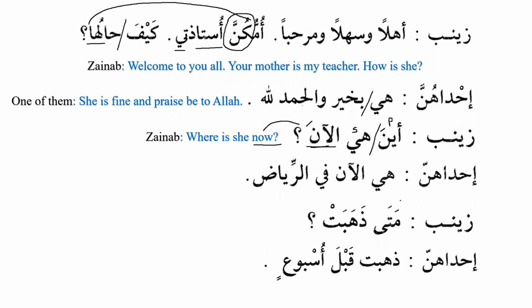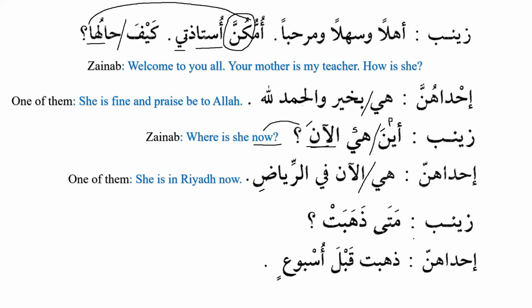Ihdahunna, one of them. Hiya al-ana fi Riyadi. She is in Riyadh right now. As we know that Riyadh is the capital city of Saudi Arabia. So hiya will be the subject and al-ana fi Riyadi will be the predicate. She is in Riyadh now.